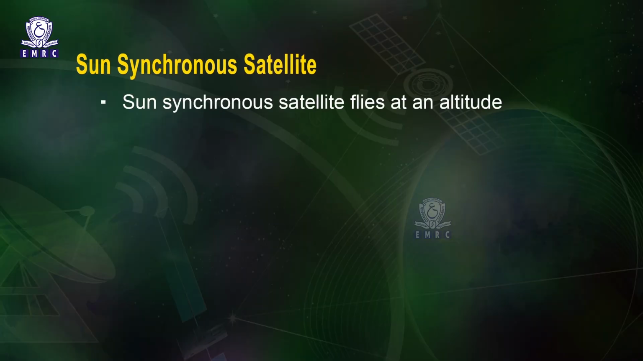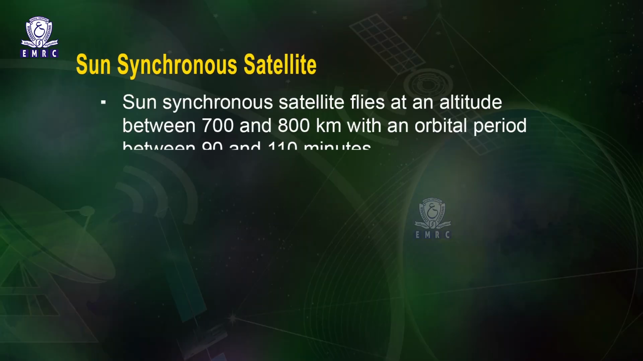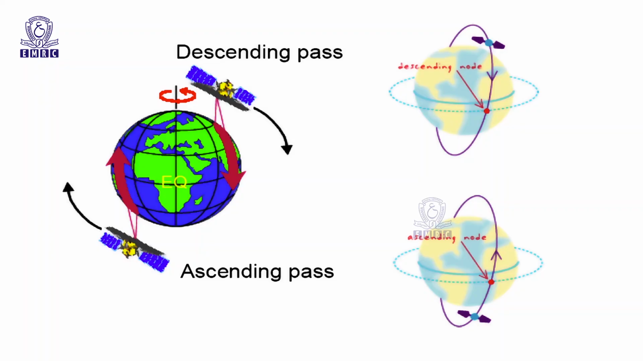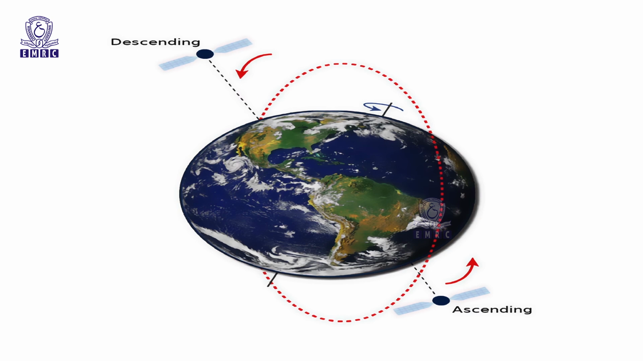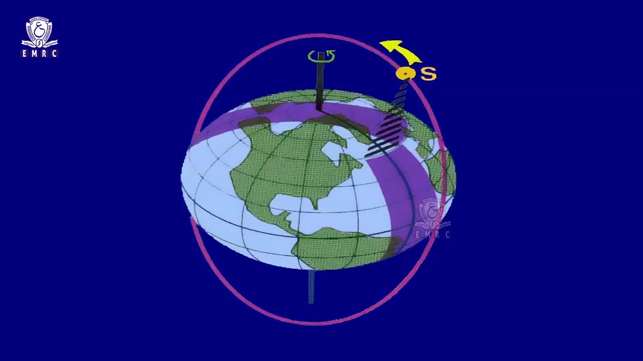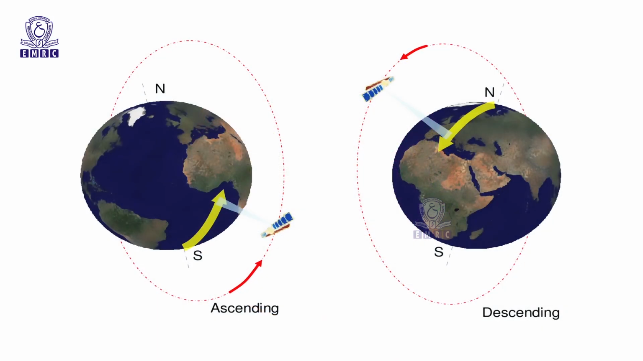A sun synchronous satellite flies at an altitude between 700 to 800 kilometers with an orbital period between 90 and 110 minutes. Satellites in sun synchronous orbits pass from north pole to south pole on a sun-lit side, the descending node, and from south to north on a shadowed side, the ascending node. Sensors that depend upon the solar radiation acquire images only during the descending pass, but other sensors can acquire data independently during both the passes.